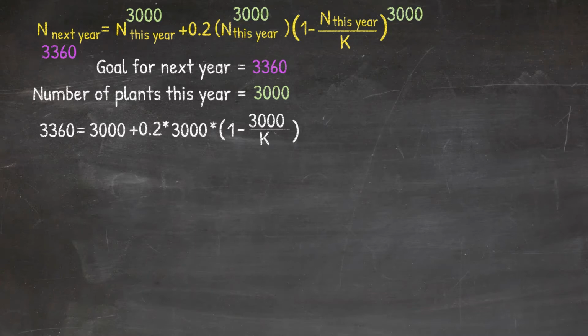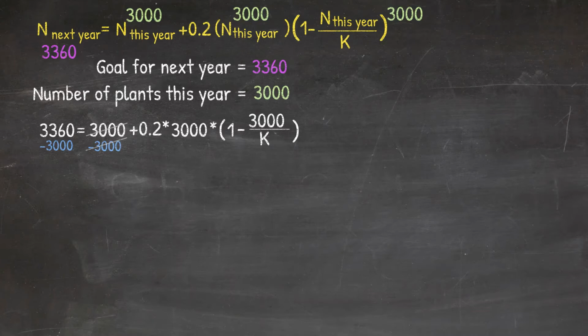Let's use mathematical manipulation, and we'll start with isolating K on the right-hand side. Let's get rid of the addition of 3,000 to the product involving K. To do that, we subtract 3,000 from both sides, and we cancel it out on the right-hand side. On the left-hand side, the result of subtracting 3,000 is 360.